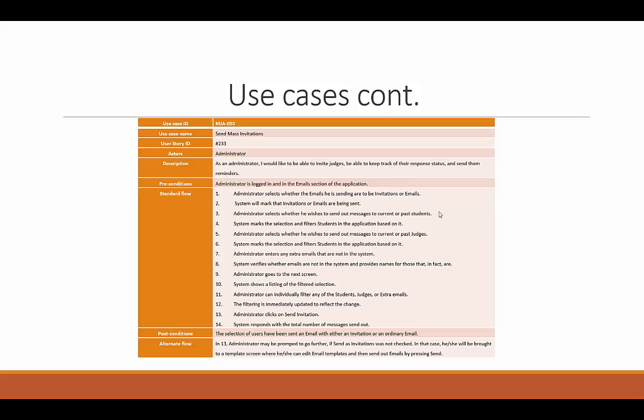The administrator then selects whether he wishes to send out messages to current or past judges, after which the system will mark the selection and filters judges in the application based on that. The administrator enters any extra emails that are not in the system. The system verifies whether the emails are not in the system and provides names for those that in fact are in the system and does not send duplicate emails to those emails. The administrator then clicks the navigation button to go on to the next screen, after which the system shows a listing of the filtered selection of all available users.